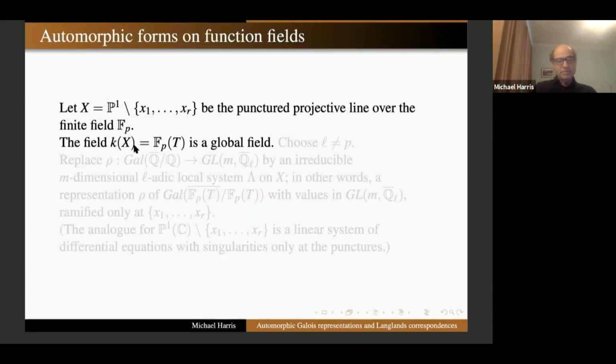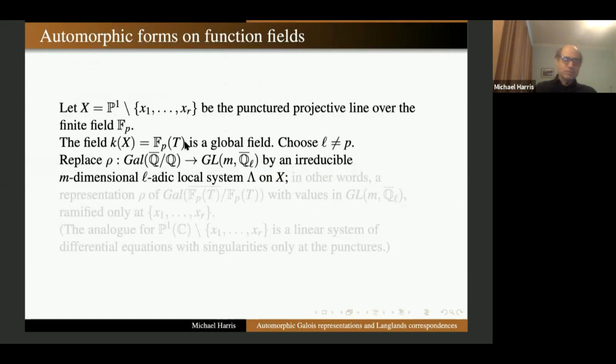Well, the field K of X, which is FP of T, is the global field. Now, since we're already in characteristic P, we can choose an L that's different from P. We're not going to be worried about p-adic representations. And now we can replace the topic of number theory, the Galois group of Q bar over Q, and its homomorphisms to matrix groups, by an irreducible m-dimensional L-adic local system called lambda on X.